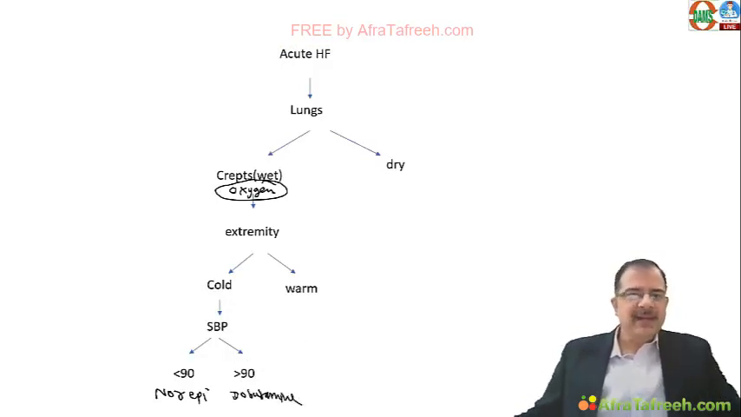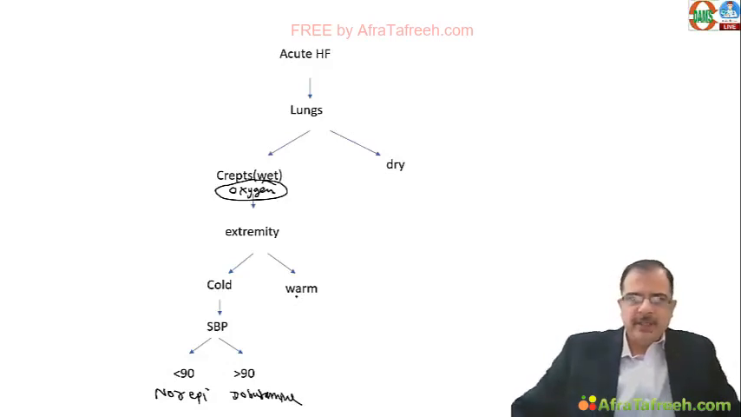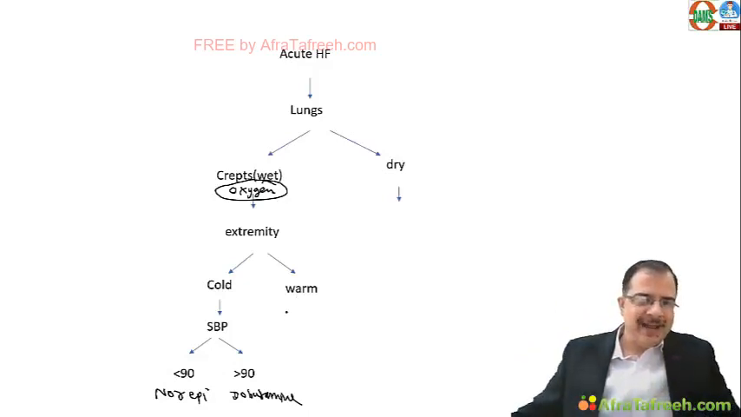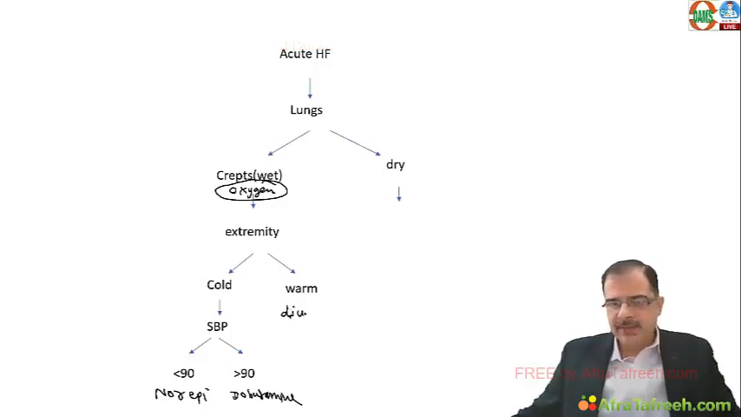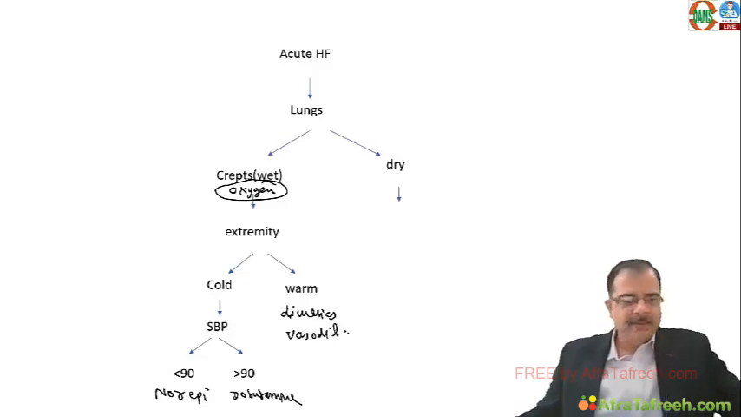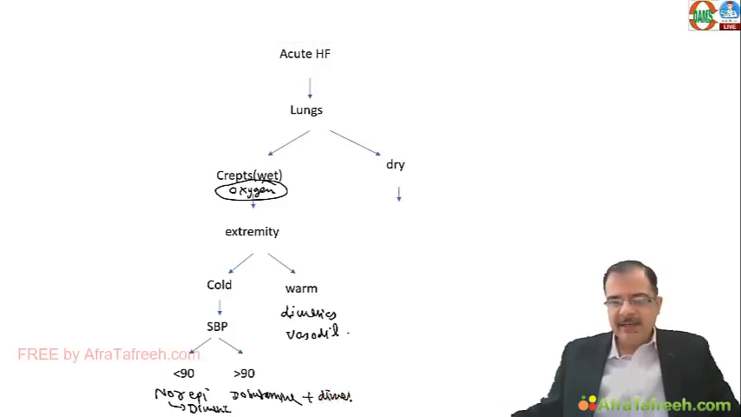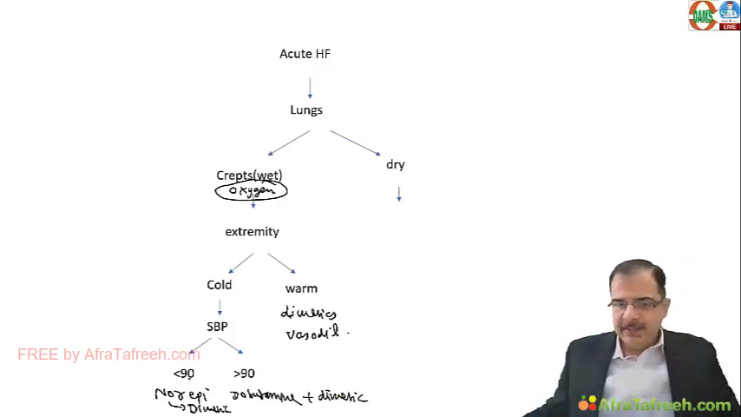Dobutamine. If extremities are warm, that means perfusion is well maintained. In that case, we will add diuretics, followed by vasodilators. As for the use of diuretics in cases with norepinephrine and dobutamine: after norepinephrine, you add diuretics. While with systolic BP more than 90, dobutamine and diuretics can be given simultaneously. But when the BP is less than 90, norepinephrine first, followed by diuretics.